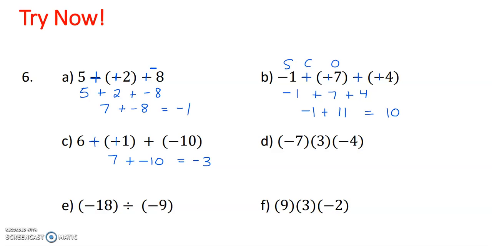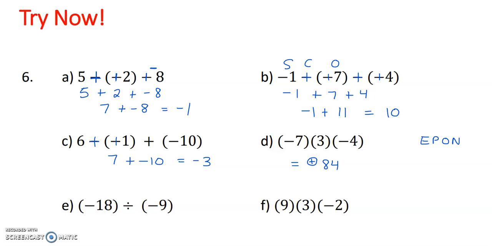For D, we have multiplication. You can use the even-positive, odd-negative rule if you like. Even, positive, odd, negative. We count our negative integers. We have 2 negative integers, which is even, so the answer will be positive. And then we multiply, and we can multiply in any order. 7 times 3 is 21, and 21 times 4 is 84. So we end up with a positive 84 result. If you don't like that rule, you can multiply them in any order. For example, you could have -7 times +3 is -21, and -21 times -4 is +84.